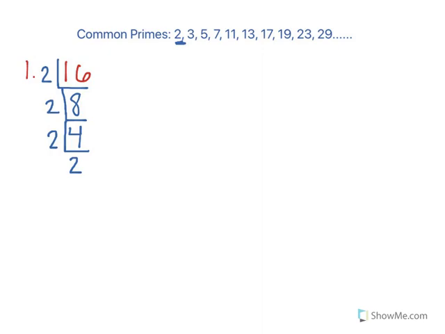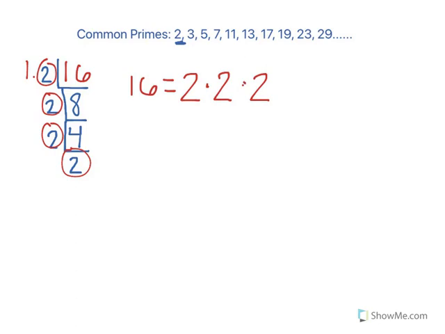How do I know I'm done? I know I'm done because I ended with a prime number. 2 is prime. I can't break it down any farther. So to write out my final answer, it'll be 16 equals 2 times 2 times 2 times 2. I'm going to use a dot for multiplication.